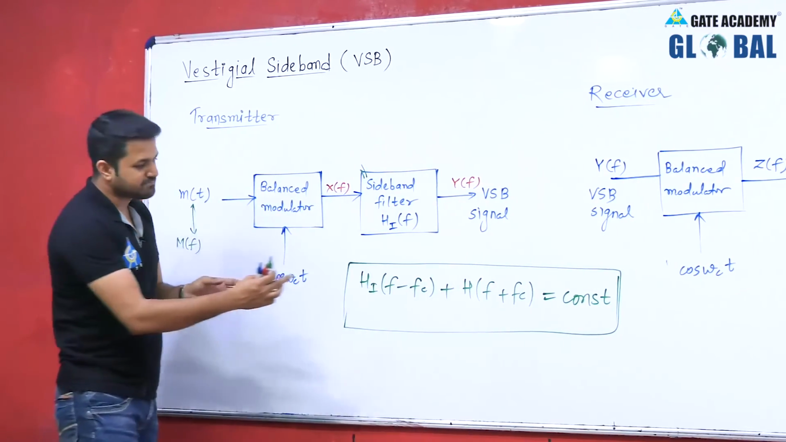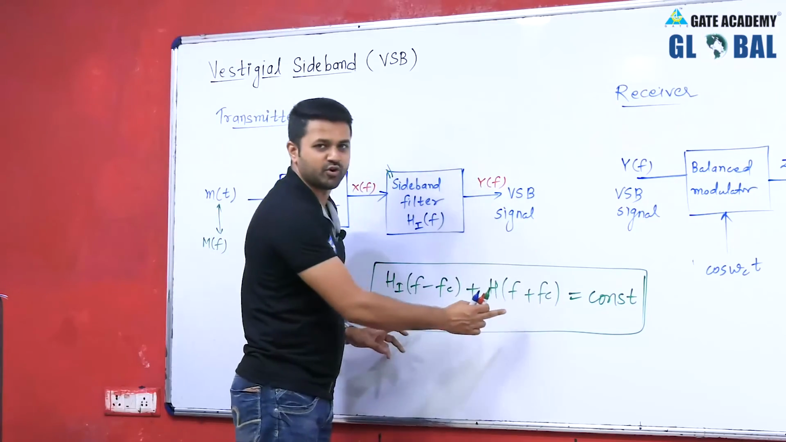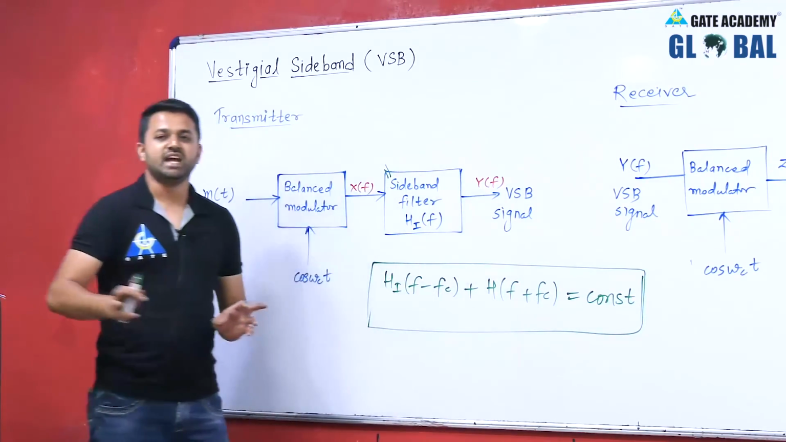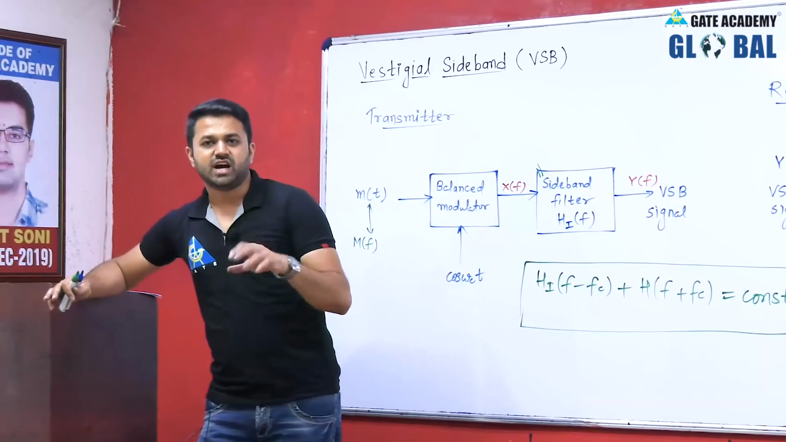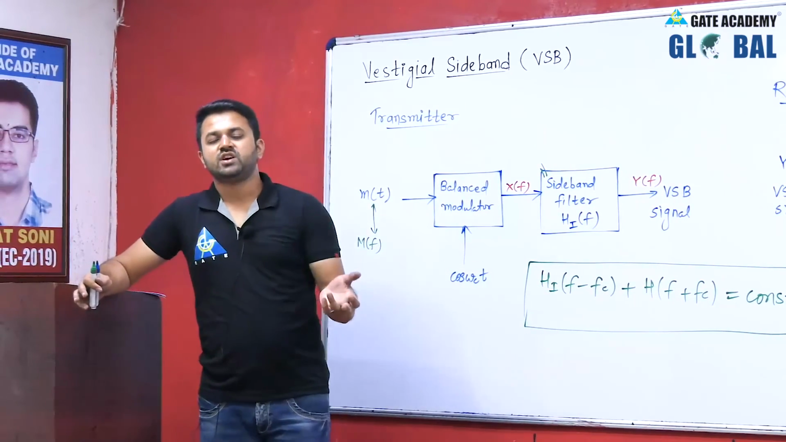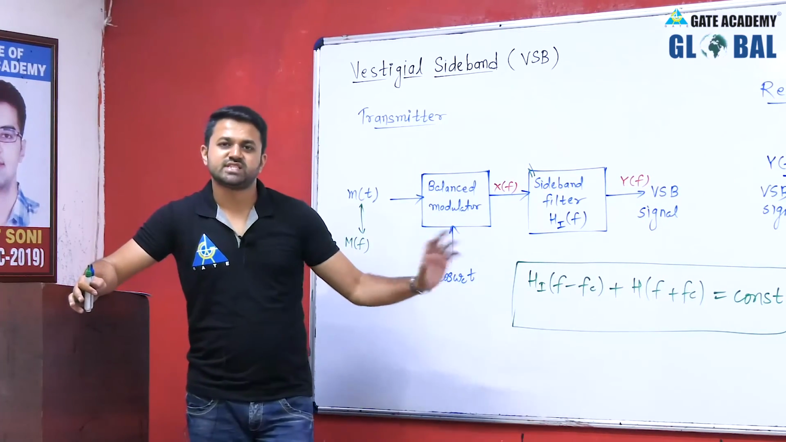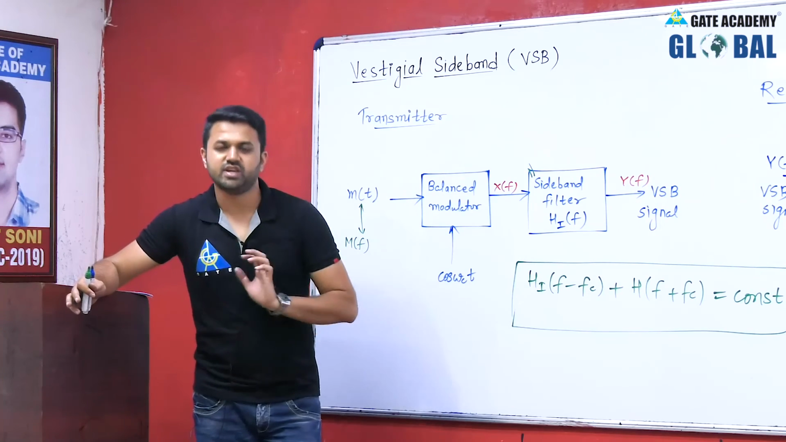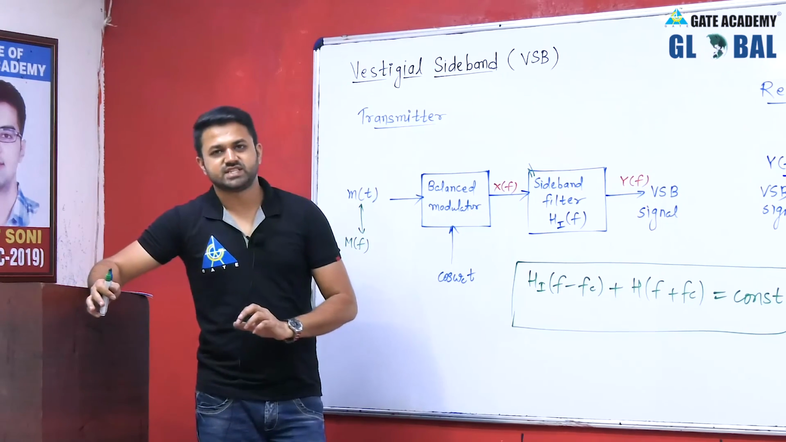So ultimately this particular condition is important: H_i(f − fc) plus H_i(f + fc). Either you have to take it constant or you have to take the inverse of this as the characteristics of the equalizer. So this is the vestigial sideband.